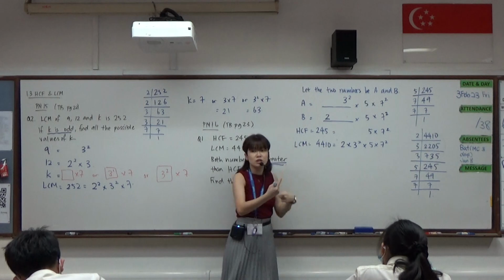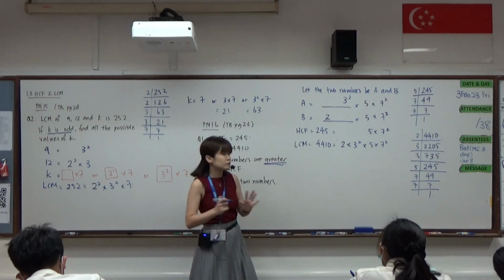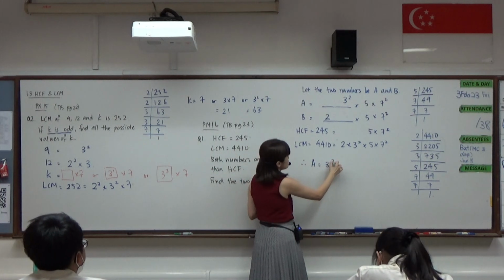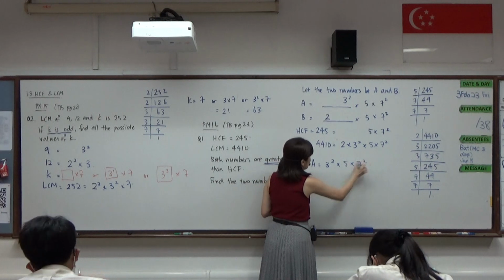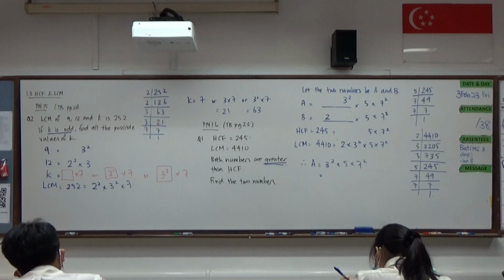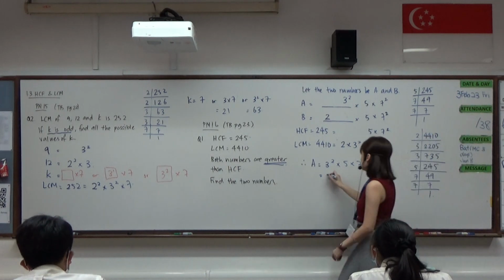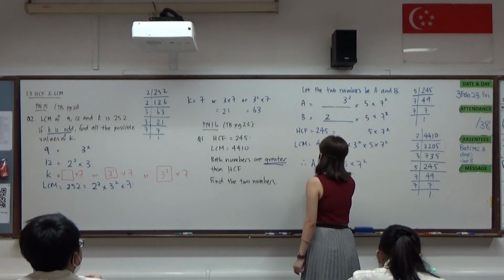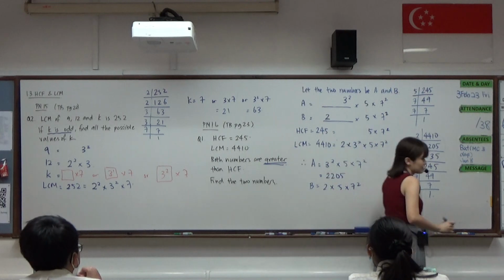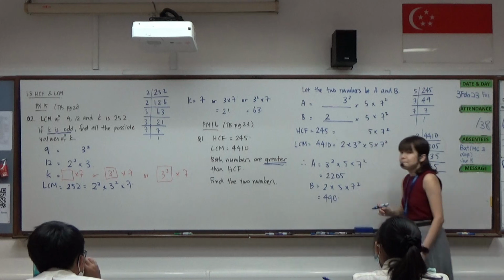Of course you can switch it around, that's perfectly fine. Are we clear? So therefore, I will conclude that A must be 3 square times 5 times 7 square. You press that into your calculator, we will get, what is it? 2205. Okay, 2205. And B equals 2 times 5 times 7 square, 490. Okay, great, thank you.